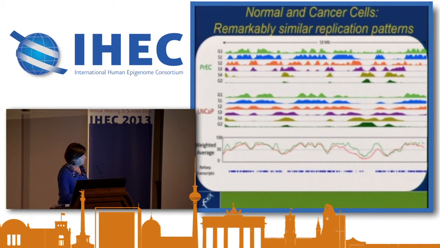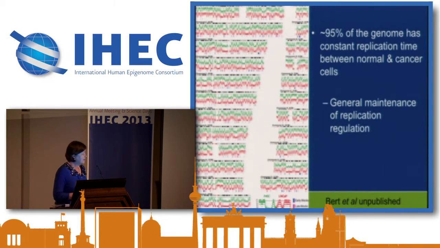And this just shows you a plot here between the normal and the cancer. If you just look at the weighted average, you can see that there's this remarkable pattern of replication timing that is similar between the 2 cell lines. If we put all of this data together, and I'm sure you can't really see that, green is normal and red is the cancer, but just visually you can see how remarkably similar these patterns are.